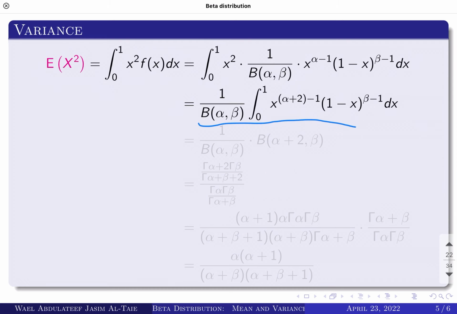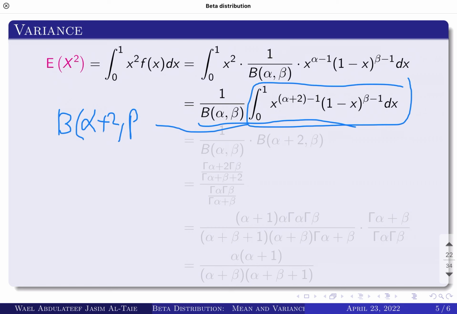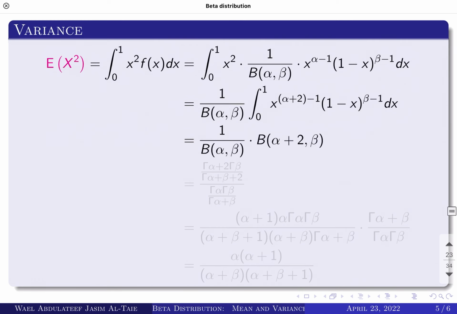And the integral of this part here is just the beta function of alpha plus 2 and beta. Again, we put everything in simple form: this one will be gamma of alpha plus 2 times gamma of beta in the numerator, divided by gamma of alpha plus beta plus 2, and then the other one is the beta function of alpha and beta.